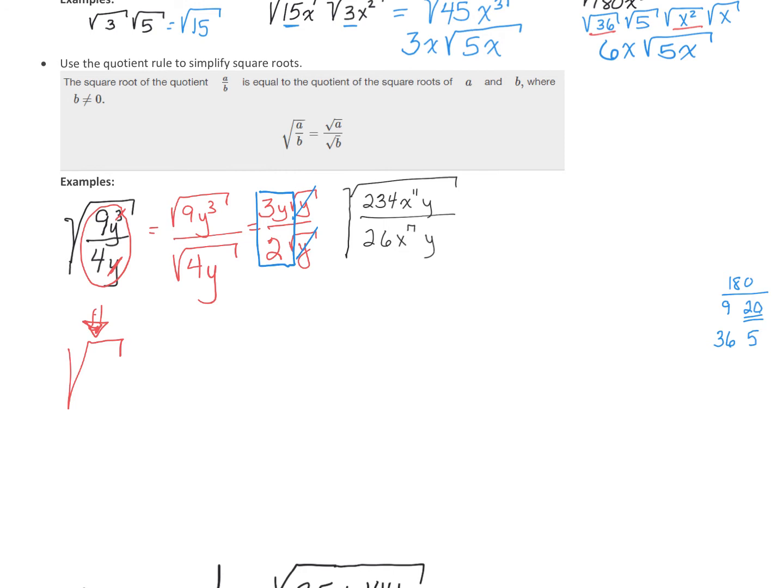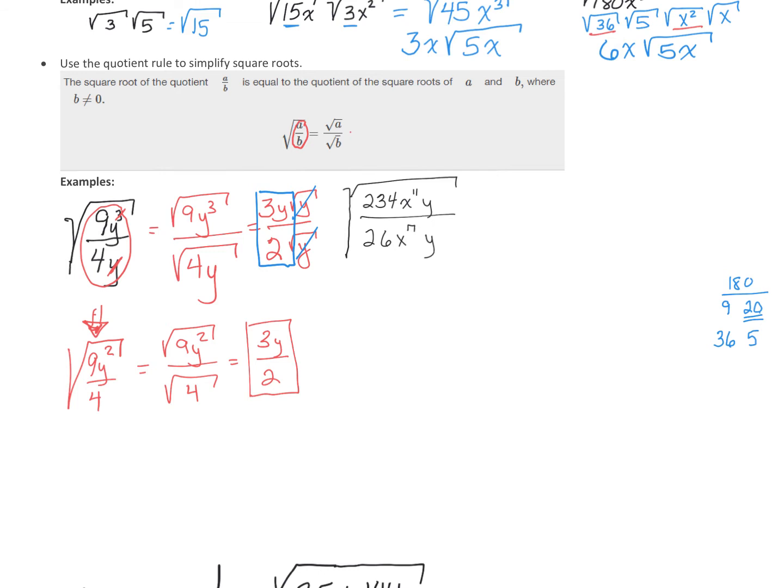I could have also looked at this in here and canceled a y right away. So that would have given me 9y squared over 4. And then taking the square root of each piece, 9y squared, and the square root of 4 would have given me 3y over 2. So same result. We don't have to do it any particular way, but you can take two square roots. You can either simplify under the radical and then break it up into two radicals, or you can just break it up into two radicals to begin with.